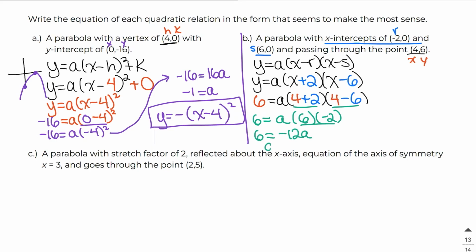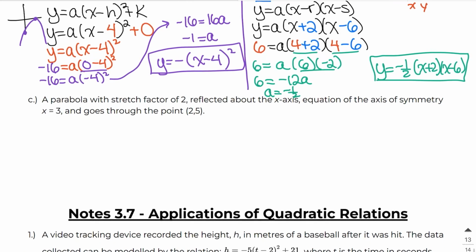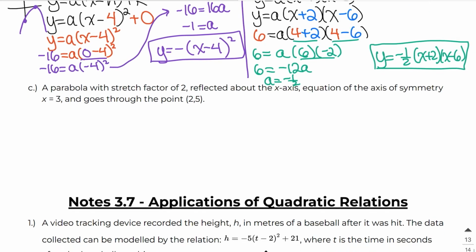Divide both sides by negative 12. I get negative 1/2, which means that my final equation is y equals negative 1/2 times x plus 2 times x minus 6. And this right here is my final answer. Okay, my friends, our last example is a little bit trickier. Let's read through it and then we'll talk about why it's a little bit trickier.